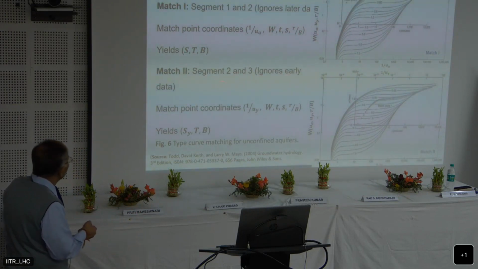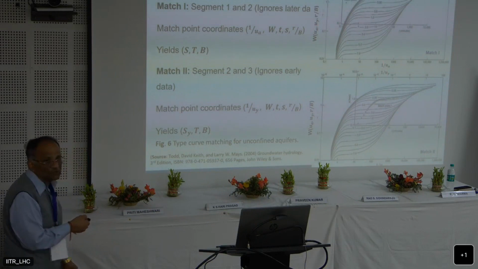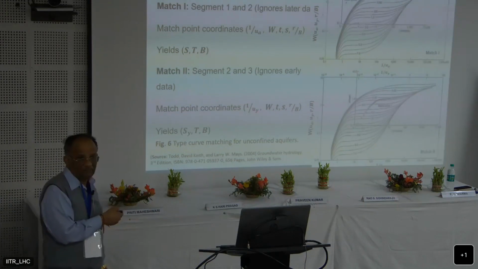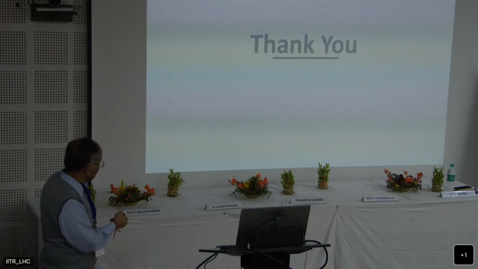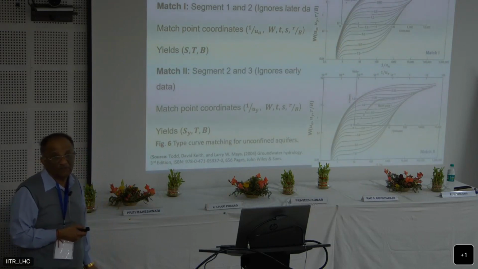Then the second match point coordinates will be 1 by uY, W, t, S and r by b, which yields Sy, T and B. The value of T which you get from both analyses should be the same. It is very difficult to get both of them the same, so you have to do a lot of iterations. Only experienced people can do this type of matching.